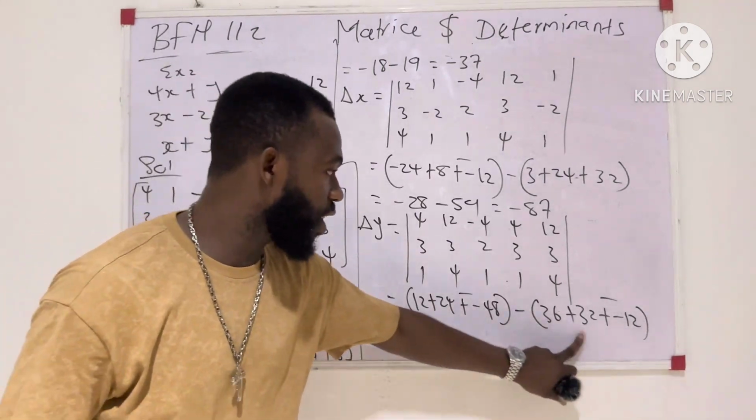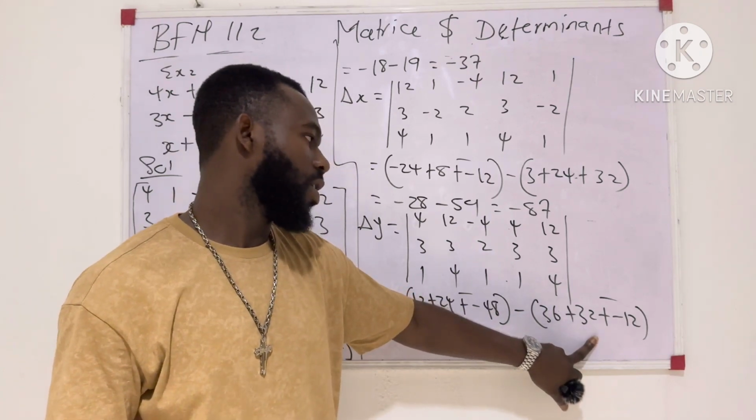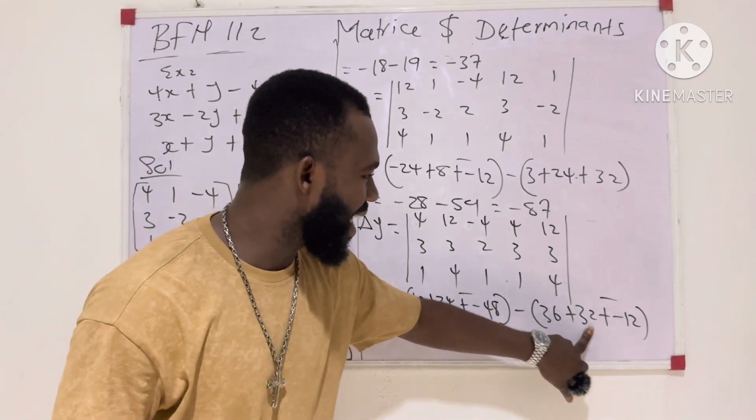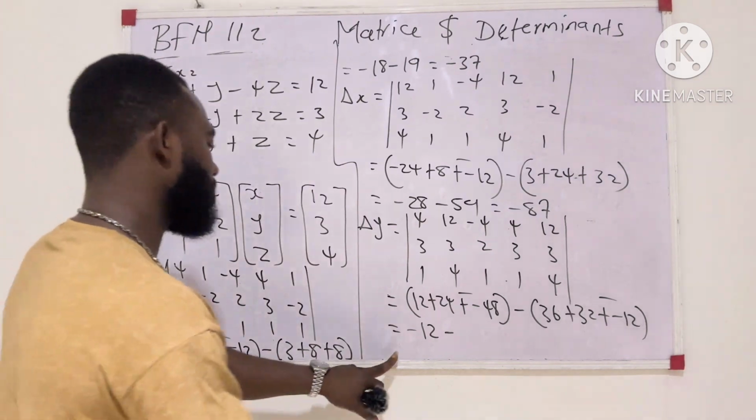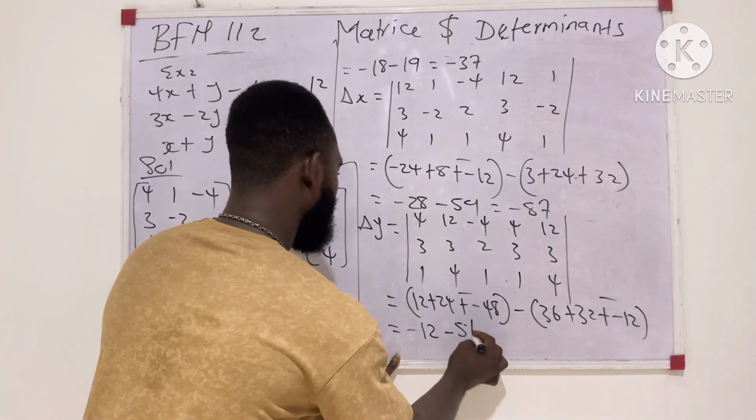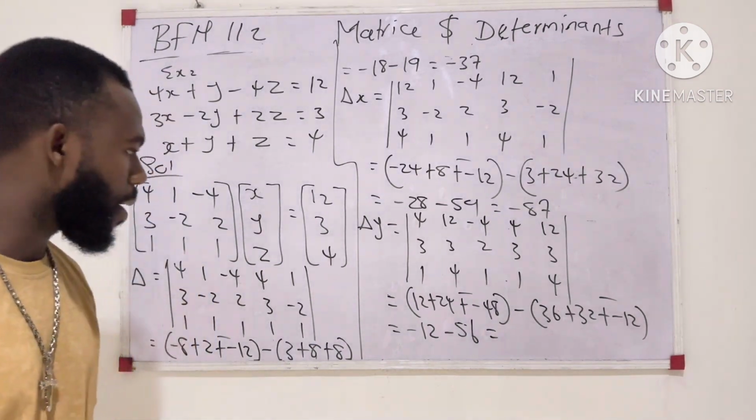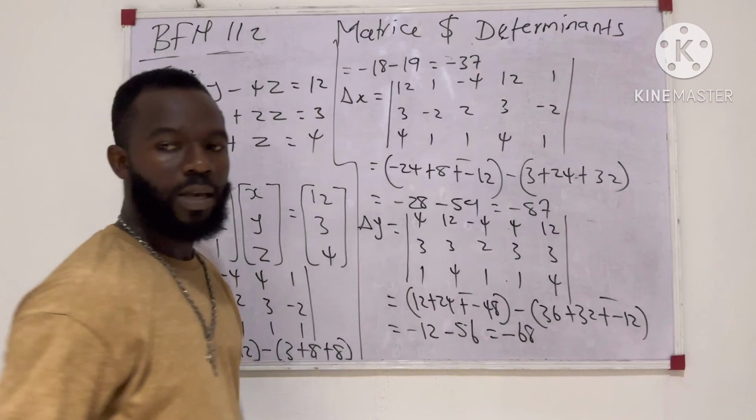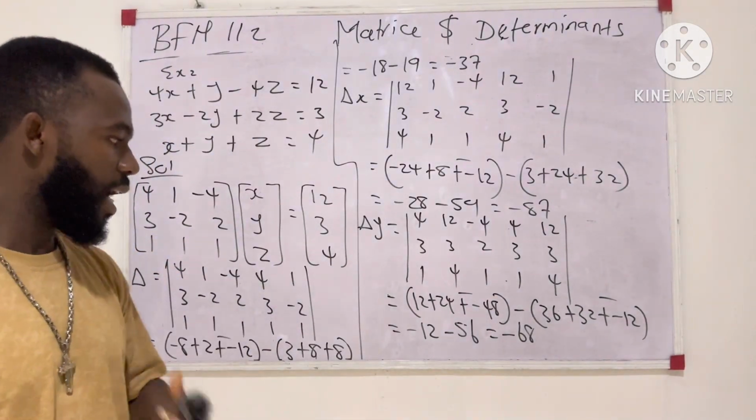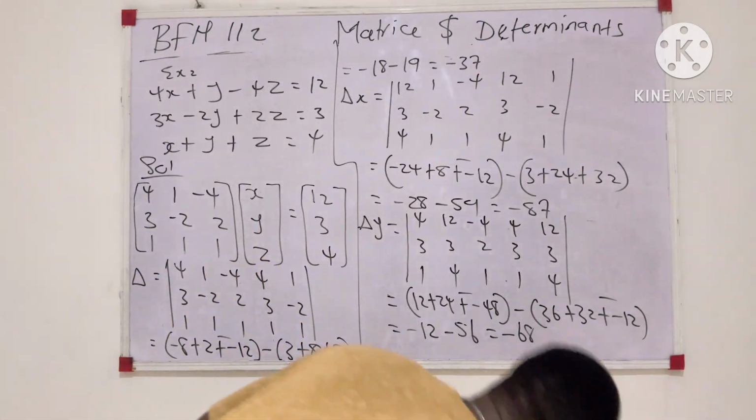Minus 36 plus 32 gives us 68. And 68 minus 12 gives us what? 56. Now, minus 12 minus 56 gives us minus 68. Because we are owing 12, but you're owing 56. And altogether, you are owing 68.